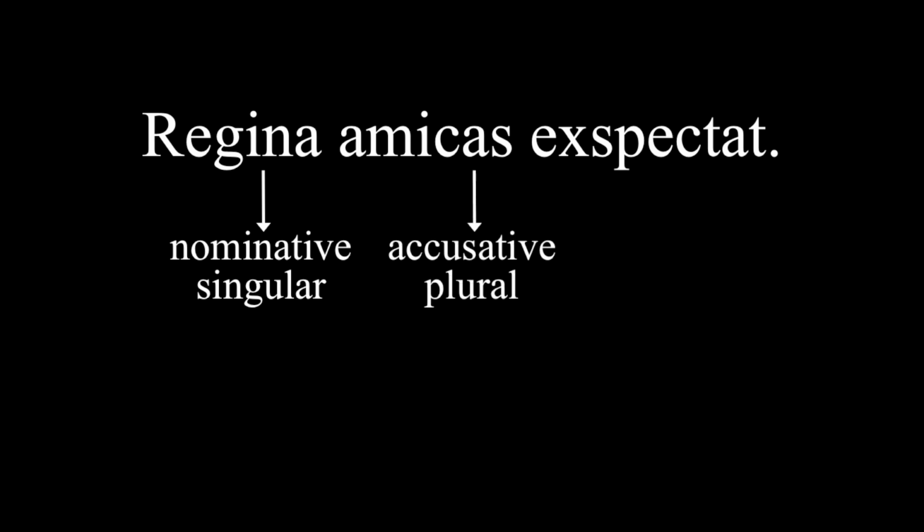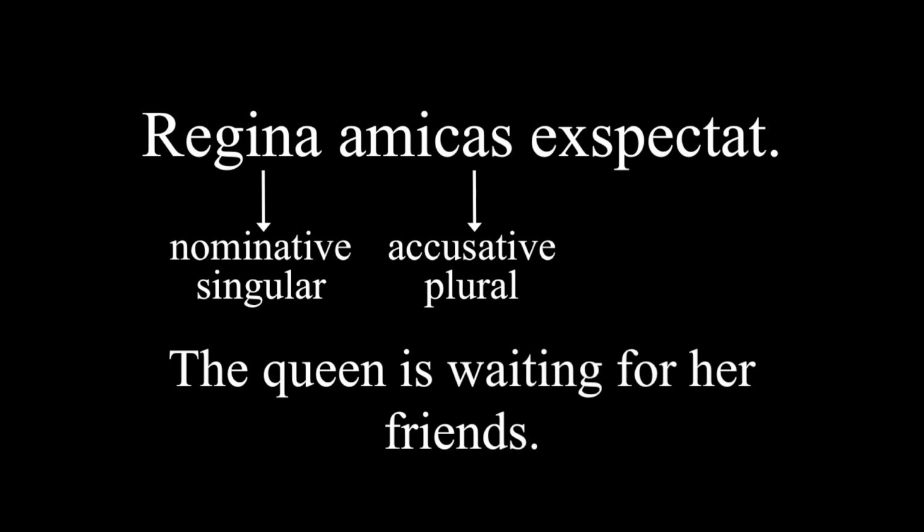Next. Regina amicas exspectat. Regina is nominative singular. Amicas is accusative plural. So this means the queen is waiting for her friends. You could also leave out the word her and just say friends if that happens to make more sense. All right, next, one more.